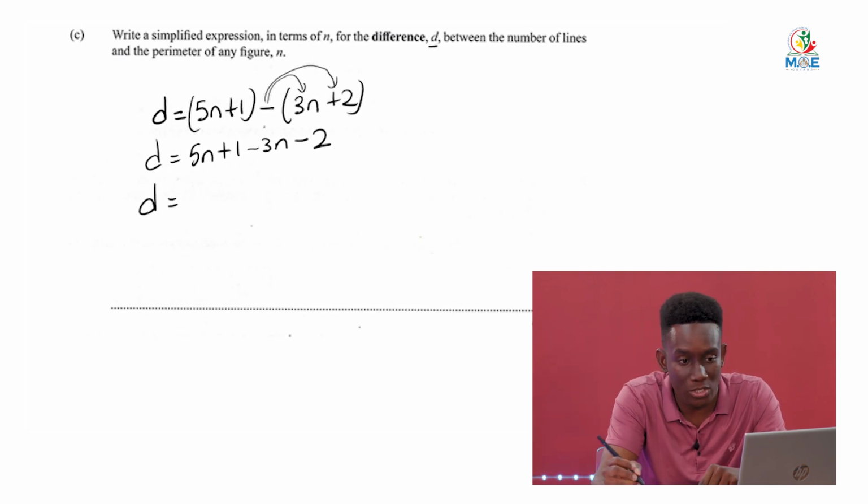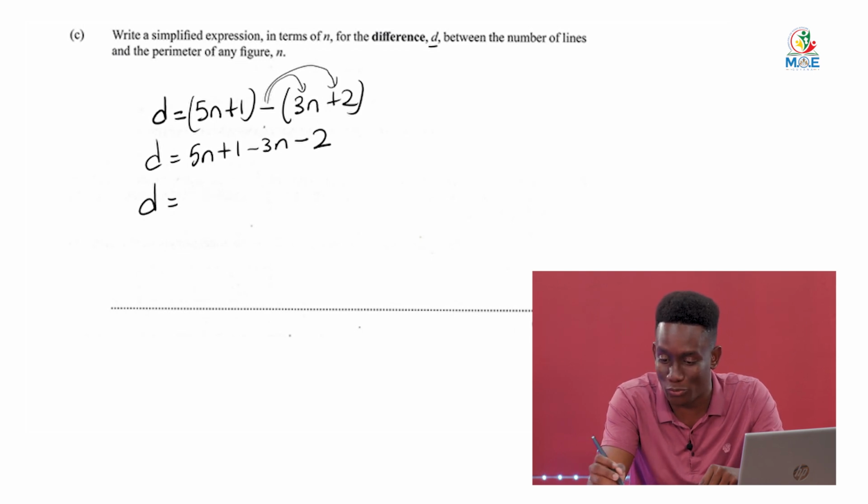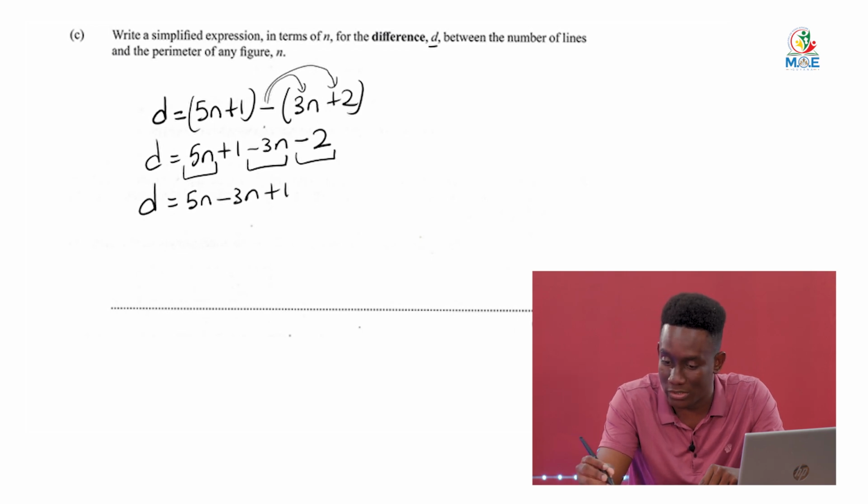So the d would be equal to 5n plus 1. No need to write it back. So I now can group the like terms. So I have 5n here minus 3n. This is 5n and I group it with a minus 3n, plus 1 and I put the minus 2. So this plus 1 and the minus 2.